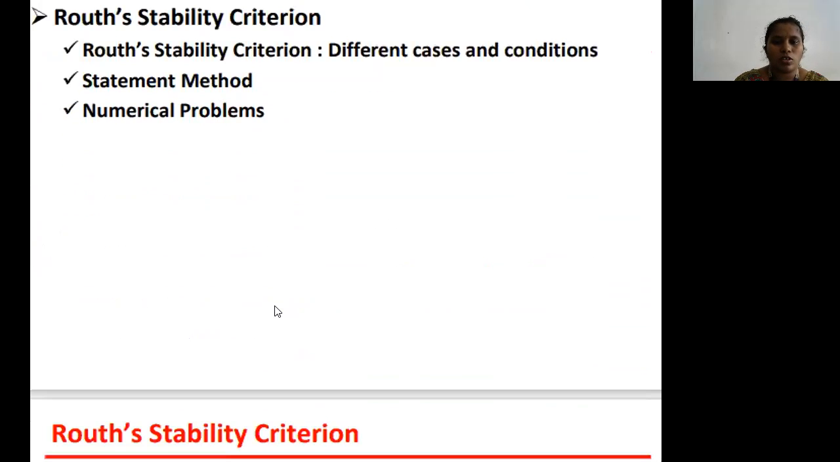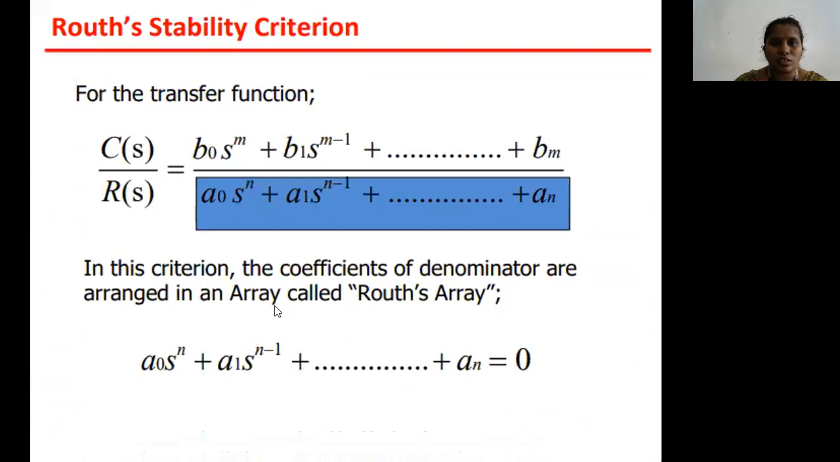Coming to the Routh stability criteria, initially I consider the transfer function as a standard equation, C of S divided by R of S, equal to B naught S power M plus B1 S power M minus 1 plus and so on plus Bm, divided by A naught S power N plus A1 S power N minus 1 plus and so on plus An. This is the transfer function we consider for a particular control system to explain the Routh stability criteria, as a basic polynomial equation.